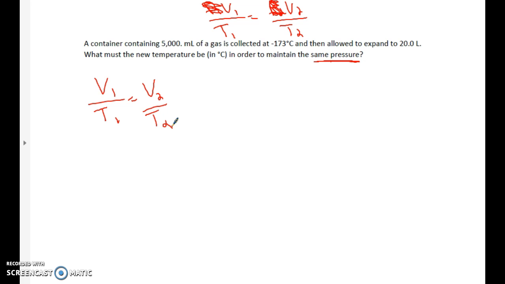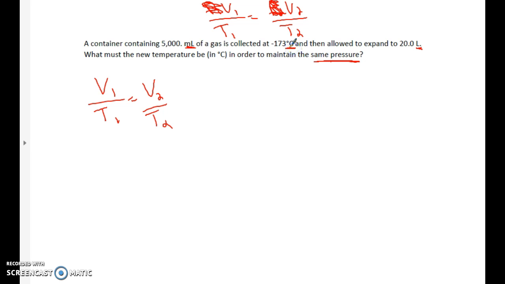Now you have to look at the units again. What happens is one of the volumes is in milliliters and the other one's in liters. And again, it doesn't matter which one you change. You can have them both as milliliters or both as liters, but they have to be the same units.